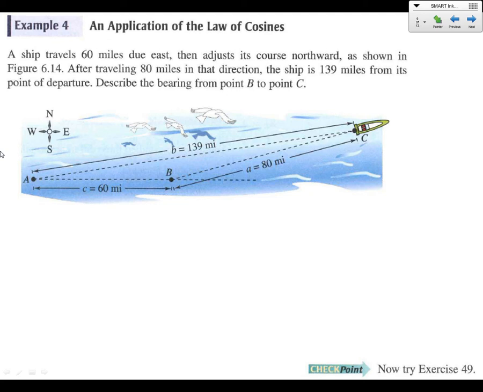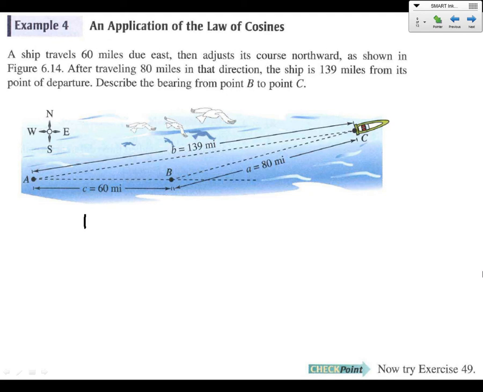All right, now let's talk about bearing here. So this ship travels 60 miles due east from A to B. Then it swings north a little bit and goes from B to C. You've got the distances here, 60, 80, and 139. We want to describe the bearing from B to C. So we're going to need this angle in here, angle B. So let's go ahead and use the law of cosines to figure that out.